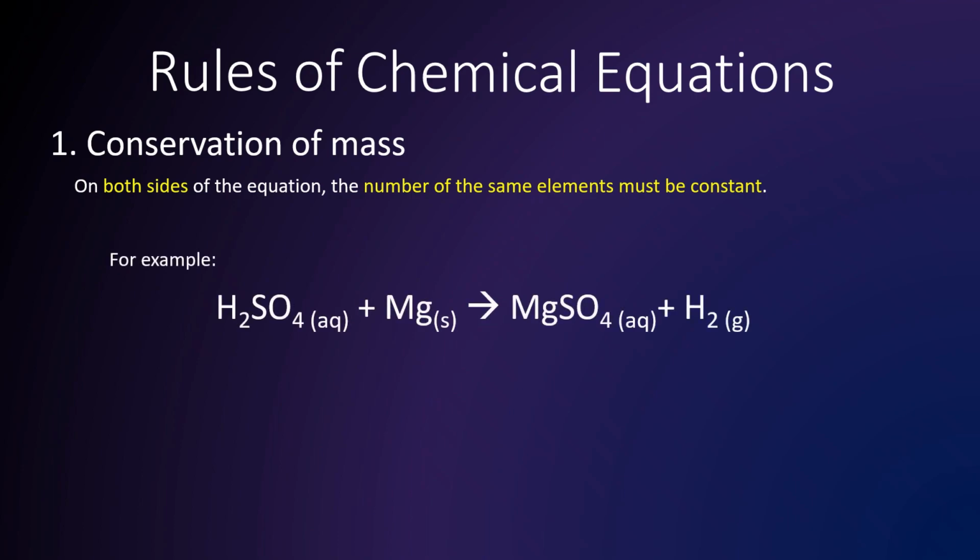For example, let's take a look at this equation between dilute sulfuric acid and magnesium metal in an acid-metal reaction to form a salt. In this case it is magnesium sulfate and hydrogen gas. On each side of the equation, there are two hydrogen atoms, one sulfur atom, four oxygen atoms, and one magnesium atom.